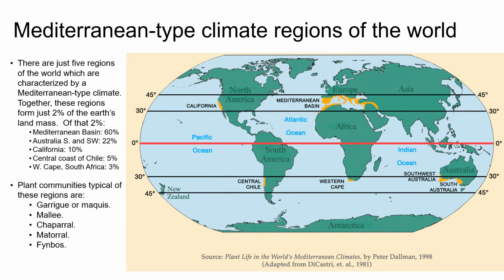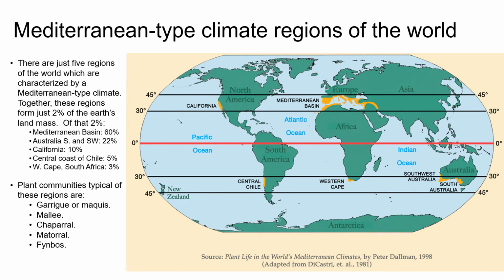Let's take a quick look at other regions of the world that also have a Mediterranean-type climate. Worldwide, there are 5 regions that are characterized by a Mediterranean-type climate, and together these 5 regions form just 2% of the Earth's landmass. The 5 regions are the Mediterranean Basin, which is the largest at 60% of that 2%, parts of South and Southwest Australia accounting for 22%, then California with 10%, and then part of the central coast of Chile and the Western Cape of South Africa.